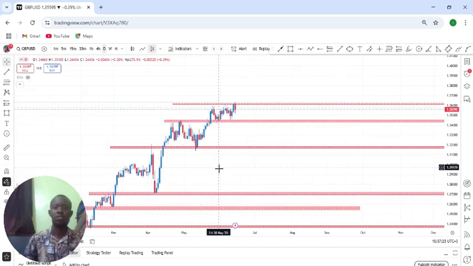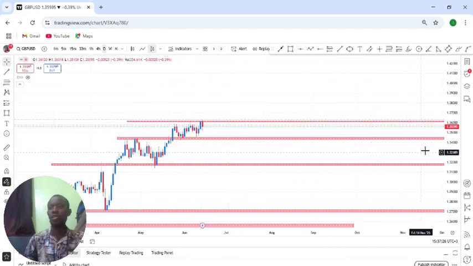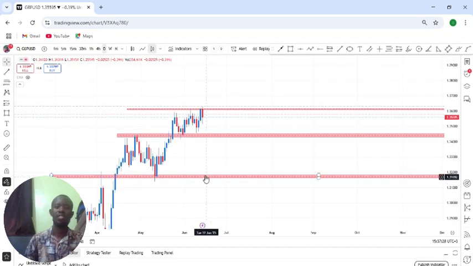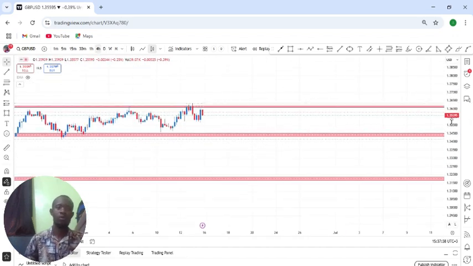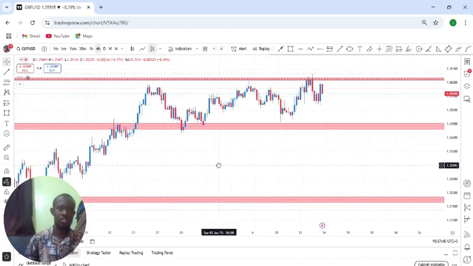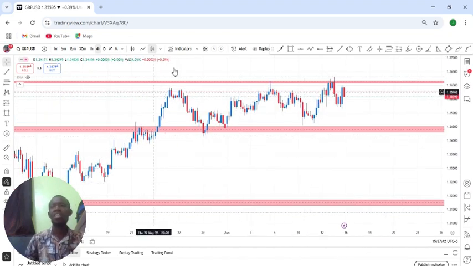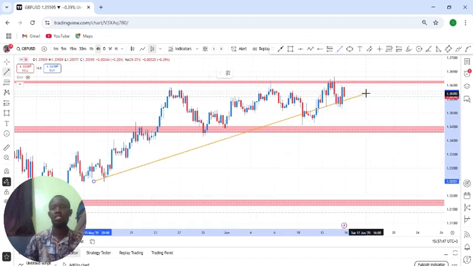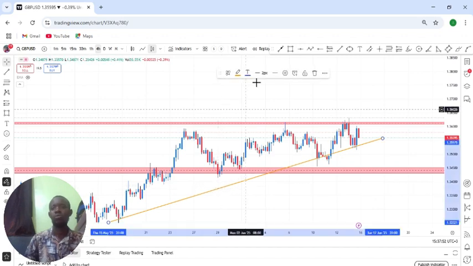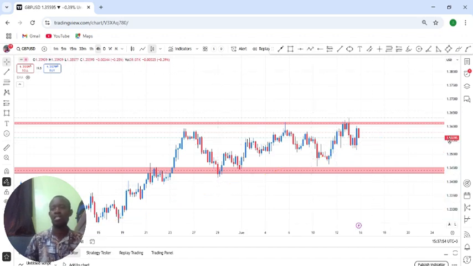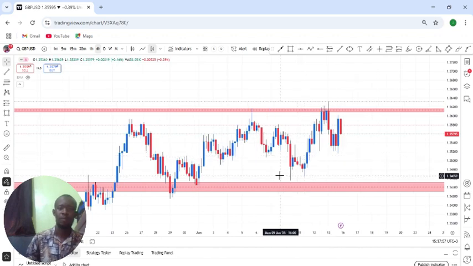So let's go to where the market is right now. You can see the market broke our last zone right here. It came to retest the zone. So let us move to the 4-hour time frame to confirm if the market is still in an uptrend. And you can see the market is still forming higher highs and higher lows. The market is still in an uptrend. There is no change of the trend. Now we come to where the market is to find entry confirmations.